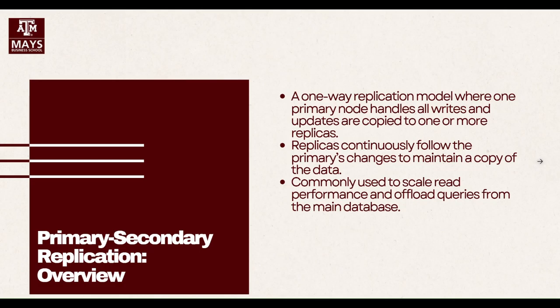So, starting with the primary-secondary overview, it is a one-way replication model where one primary node handles all writes and updates are copied to one or more replicas. So basically, we just have one primary node which can write, other nodes cannot write. Whatever we write to the primary node gets replicated to all other nodes also. Replicas continuously follow the primary's changes to maintain a copy of the data, and this is commonly used to scale read performance and offload queries from the main database.